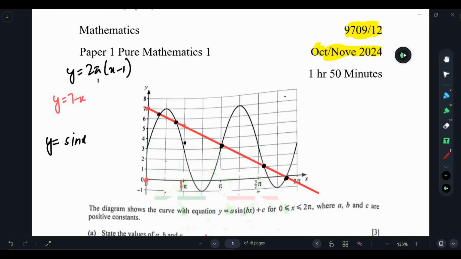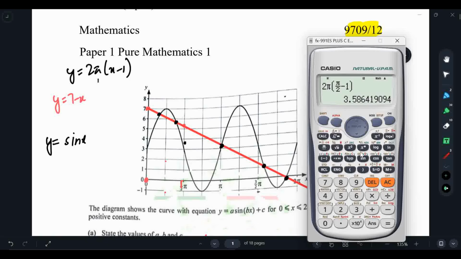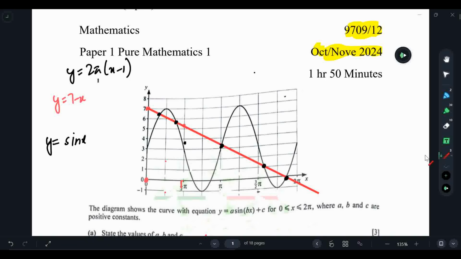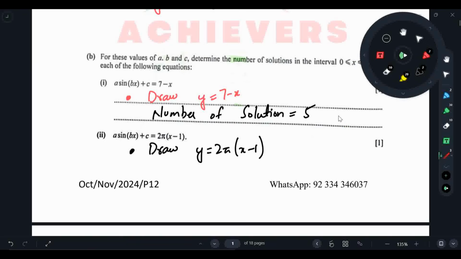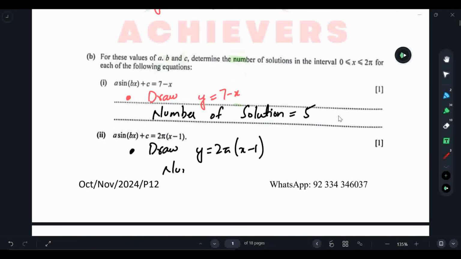Okay. When x is pi, let me check this one. When x is pi, shift pi. When x is pi, it's 13 point something. So we can clearly see that the graph will be somewhat like this, and we can see that it will intersect the original curve at one point. So we can write it over here that the number of solutions will be equal to 1. Let's move to the next question.